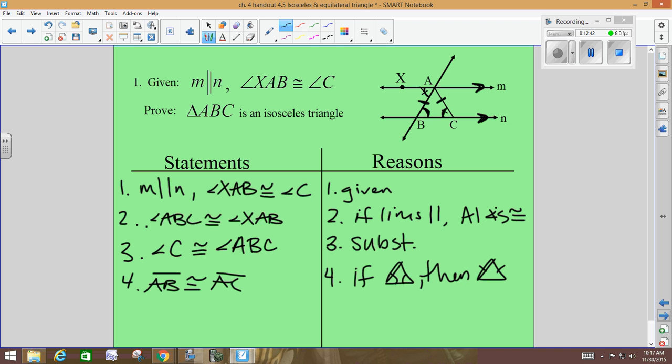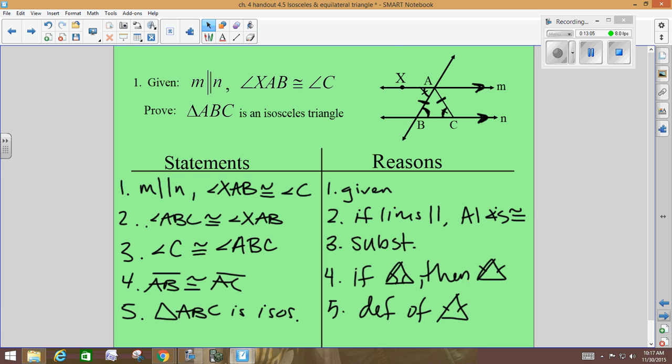Wiggly, do we have an isosceles triangle? Sure we do, because we got two congruent sides, right? Okay, so step 5, triangle ABC is isosceles. And our reason for that is the definition of an isosceles triangle, two congruent sides. There's an example of how you would use that theorem in a proof.